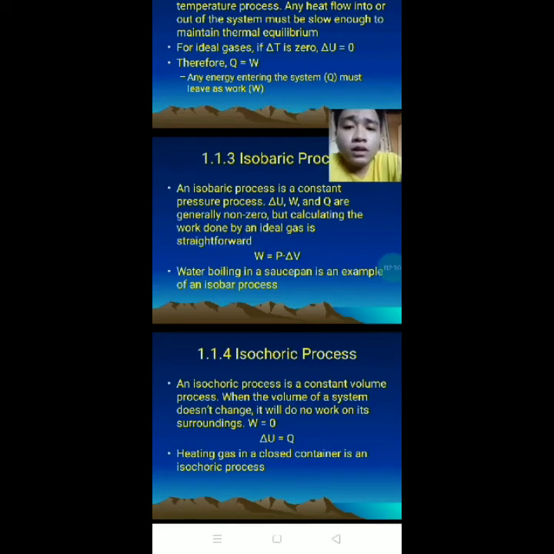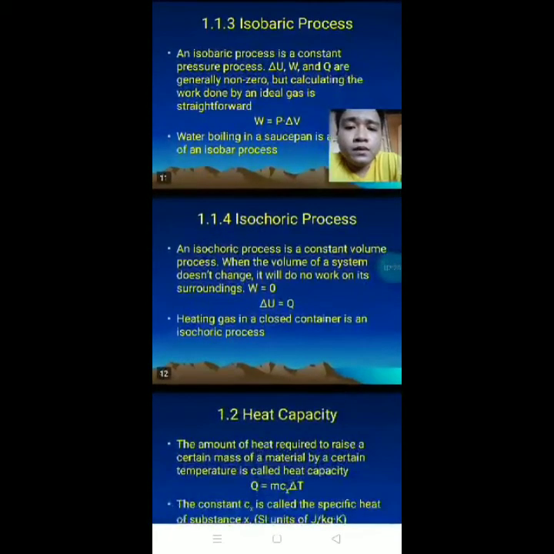So the energy entering the system as Q ends up as W. The third, isobaric process.